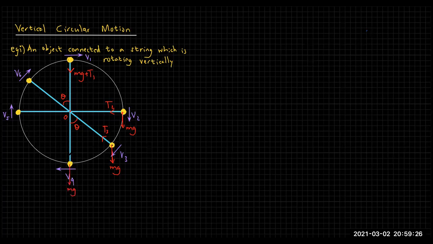Mg, and tension will be upwards towards the center, T4. And this one, again, tension will be towards the center. I'll take it as T5 and weight will be downwards, mg. And here, again, without wasting time, quickly mark mg and tension towards the center, T6. And if this is theta, this is also going to be theta. And if this is theta, this is going to be theta.